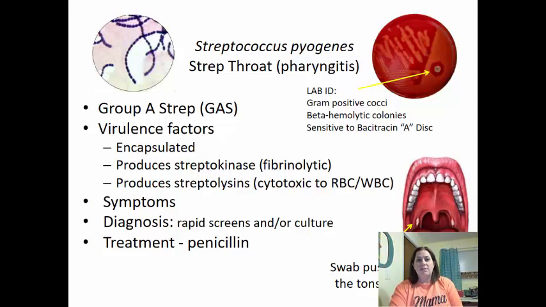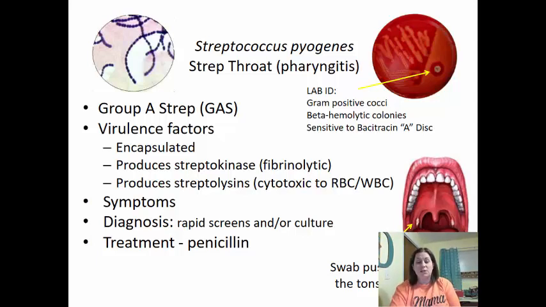This group does have some virulence factors that help it with its ability to infect us, and this includes the fact that it's encapsulated. It also produces streptokinase, which is a fibrinolytic type of enzyme, meaning that it breaks down clots and potentially prevents them from being formed. We see that it also produces streptolysins. These are cytotoxic to red blood cells and white blood cells, meaning that they destroy those cells.